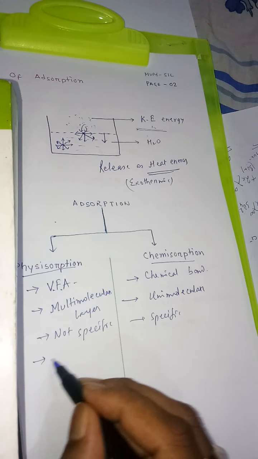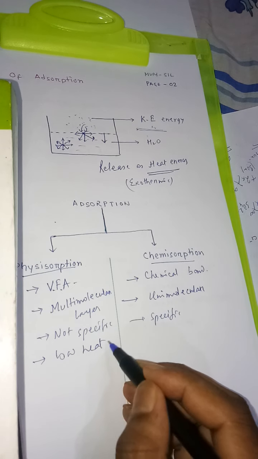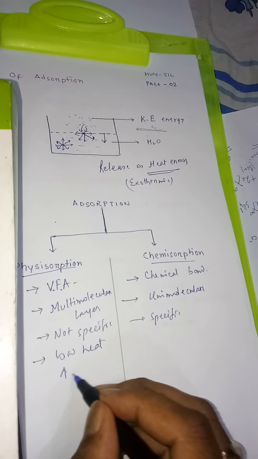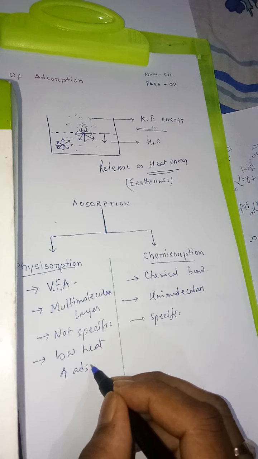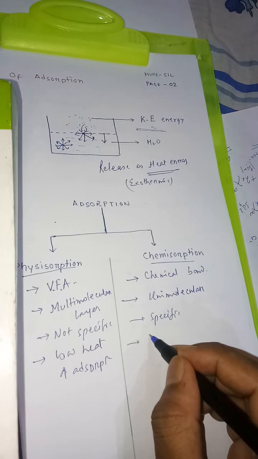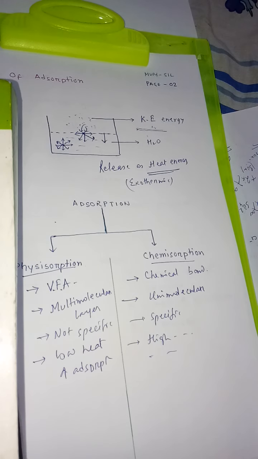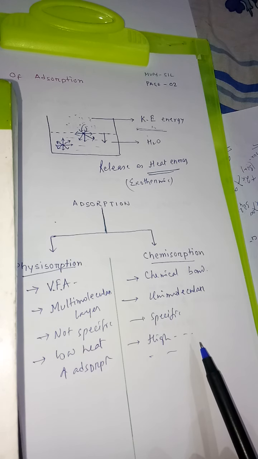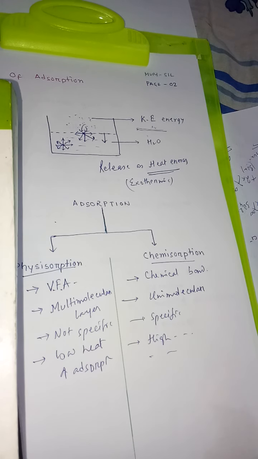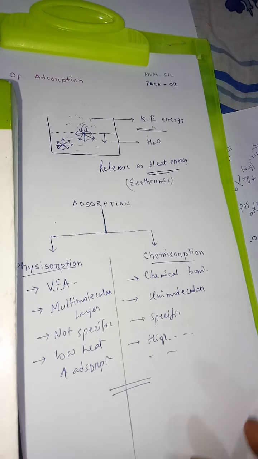And here is low heat of adsorption, and there is high heat of adsorption. Since it is a weak bond, physisorption has low heat of adsorption, and chemisorption has high heat of adsorption. So these are some differences between physisorption and chemisorption.